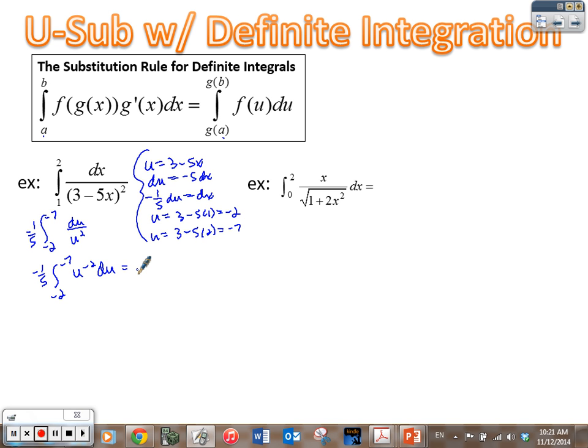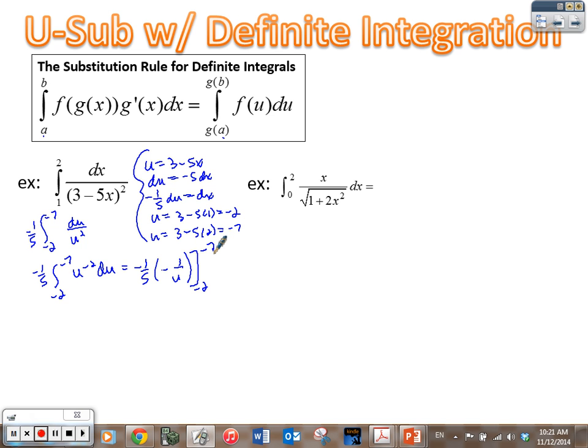I like this technique because what I end up integrating and using my arithmetic with is typically an easier expression rather than putting this back in and going through that. So for me, I like this technique, and that's what I would be doing. All right, so let's go ahead and work that. So I add 1 to negative 2, and I get negative 1. So I had a negative 1/5 out there, and that would be a negative 1 over u to the first, evaluated from negative 2 to negative 7.